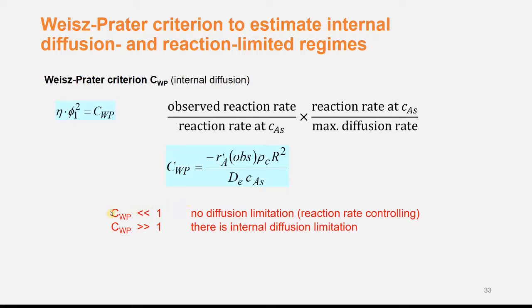So if the Weisz-Prater criterion is much smaller than 1, then there will be no diffusion limitation. The surface reaction rate will be the controlling step. Conversely, if the Weisz-Prater criterion is much larger than 1, there will be an internal diffusion limitation.